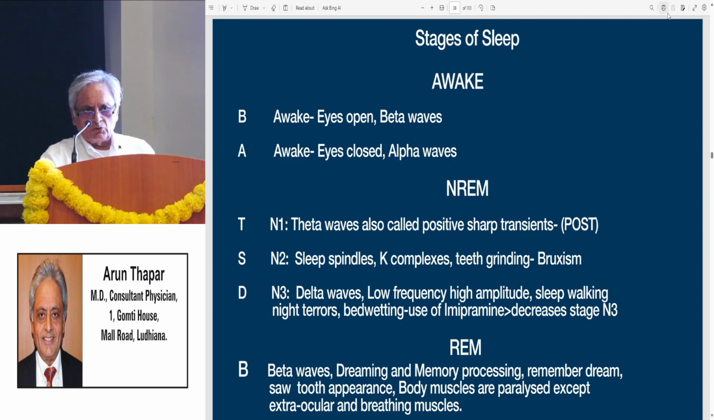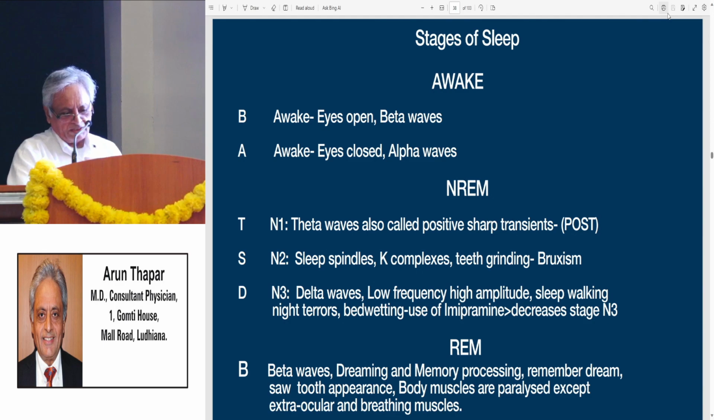Now, in order to know how these waves occur, there's a phenomenon, a mnemonic which we have made: the bats drink blood. You take the first word, BATS, on the left hand side. Bats drink blood. The first is B: the awake state, the eyes are open and there are beta waves. It becomes easy to understand the disease and the cycle.